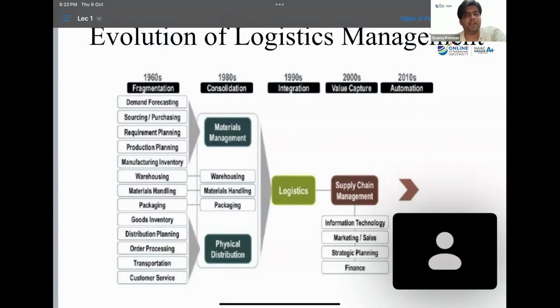So, to conclude, the evolution of logistics management shows a clear shift from basic transportation to integrated management of the global supply chain, powered by technology and data. Modern logistics is no longer just about moving goods, it is about delivering value and enhancing customer satisfaction.